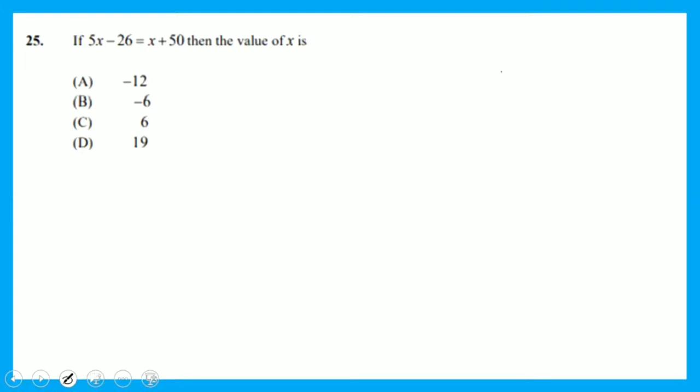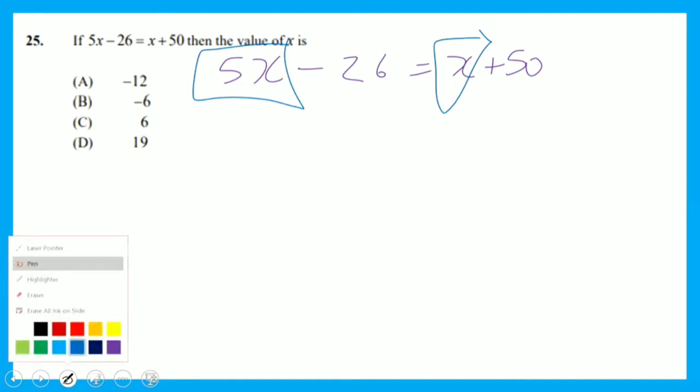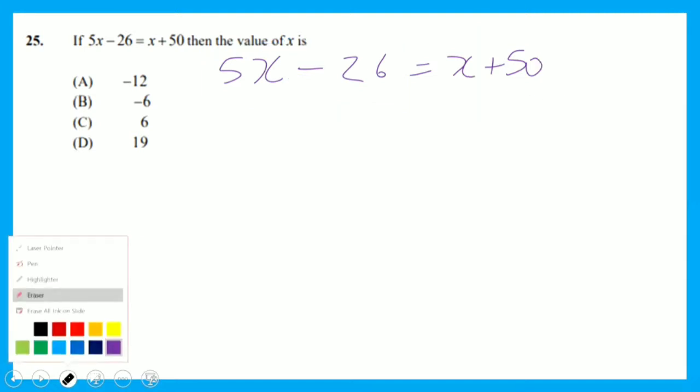It says 5x minus 26 equals x plus 50, and we need to find the value of x. Clearly, if we need to find the value of x, first of all, we need to ensure that we don't have two x's running all over the place in our equation. So we want these to be on the same side of the equation. 5x and x, we're going to ensure that those end up on the same side, whether it's the left side or the right side, because they are like terms, of course. Similarly, this negative 26 and 50 need to come together somehow. Those two terms need to be on the same side of the equation.